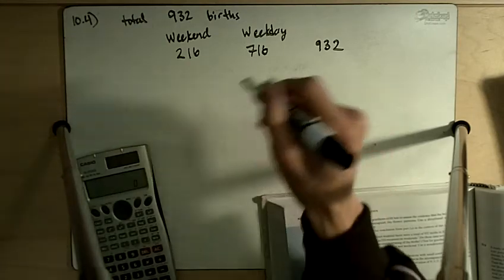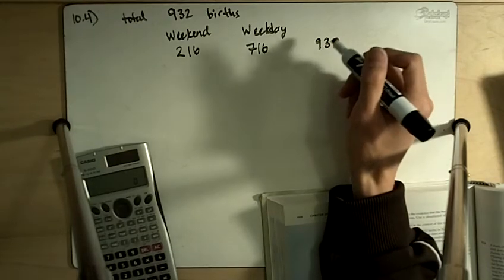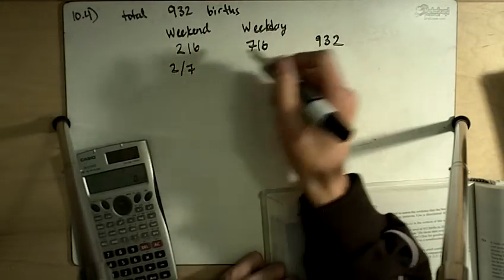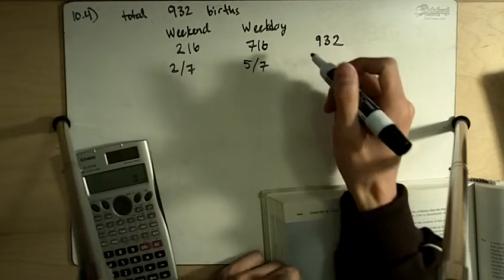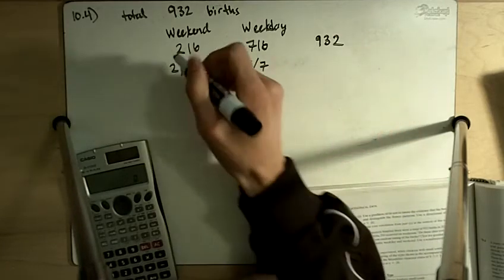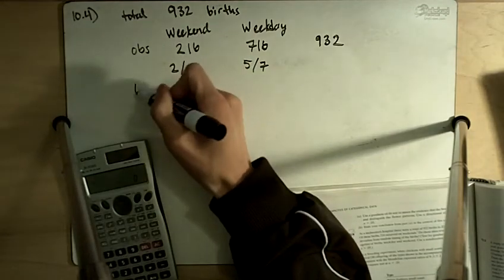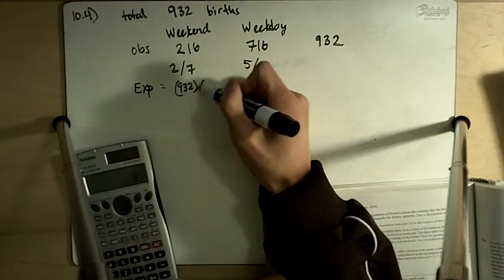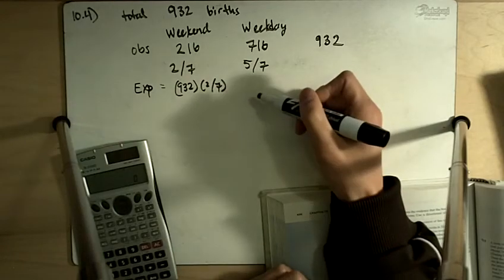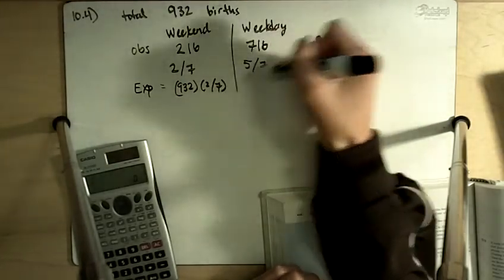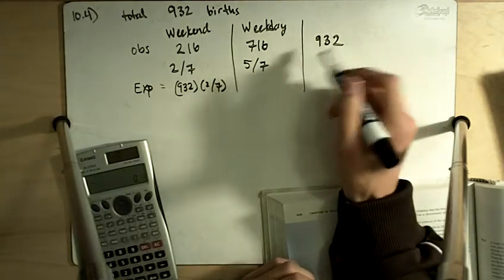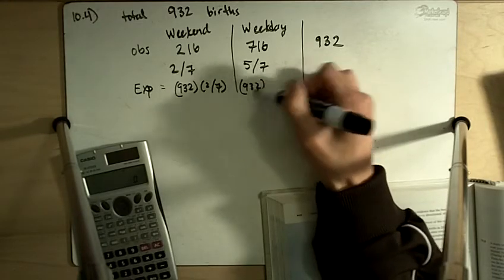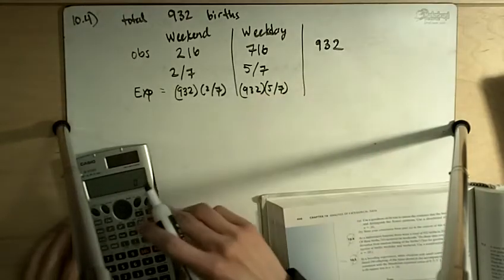Okay, so here, if births were completely random, there's 2 weekend days, so 2 out of the 7 days are weekends, and 5 out of 7 are weekdays. So this is what we observed. The expected numbers would be 932 times 2/7. That's how many we would expect to see on weekends if babies born were random and had nothing to do with whether it was a weekday or weekend. And we would expect 932 times 5/7 to be born on weekdays.